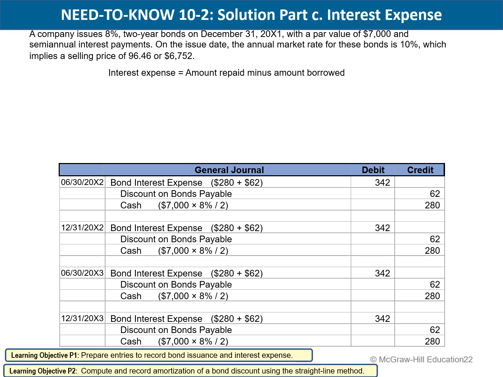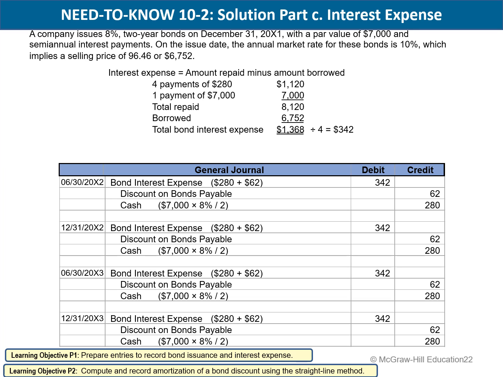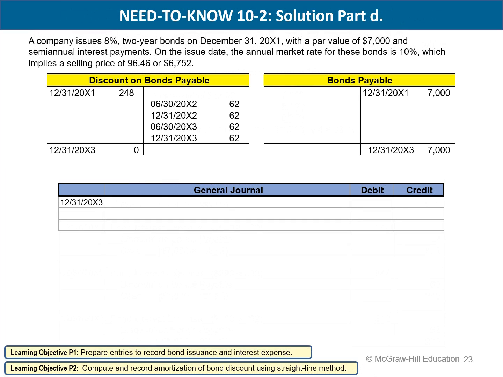Then your interest expense is going to be your amount repaid minus the amount borrowed. So you have your 4 payments at $280, 1 payment of $7,000. Total repaid is $8,120. We borrowed $6,752. So our total bond interest expense ends up being $1,368. So then our last entry here is to record the maturity of the bond payable. So we're going to debit bond payable and credit cash. Okay.